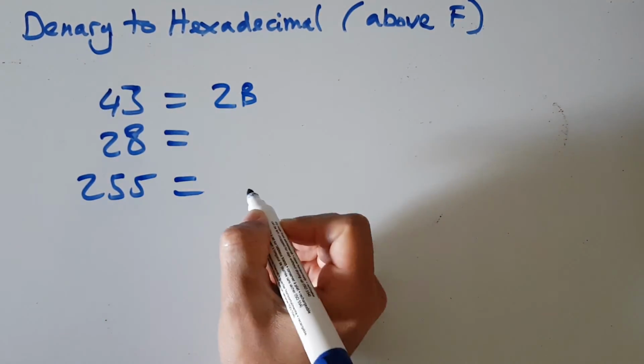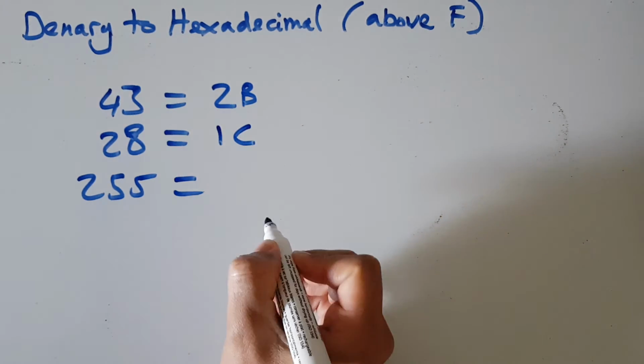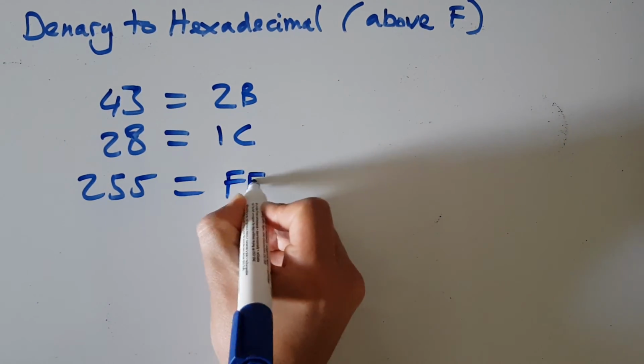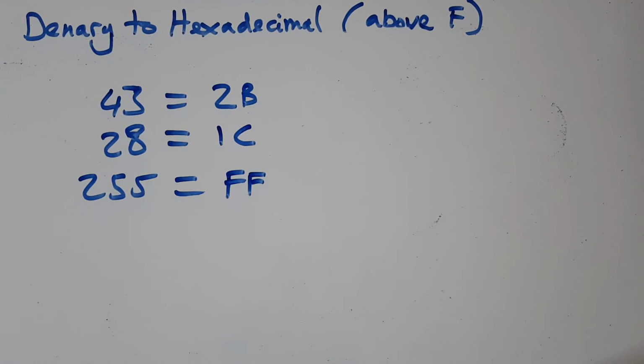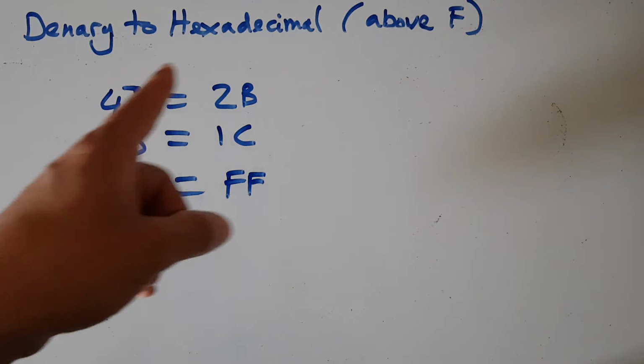That's 2B. That's 1C. And that is FF. And that's how you convert denary into hexadecimal.